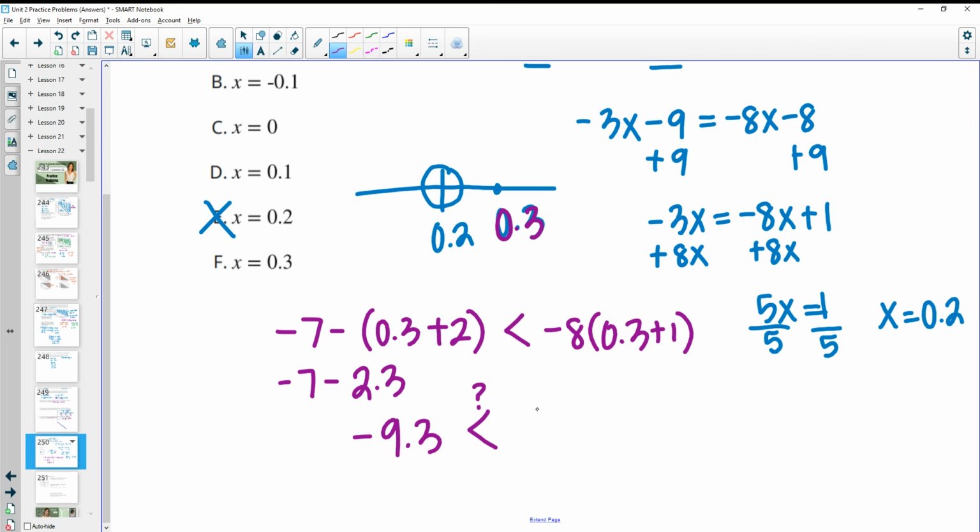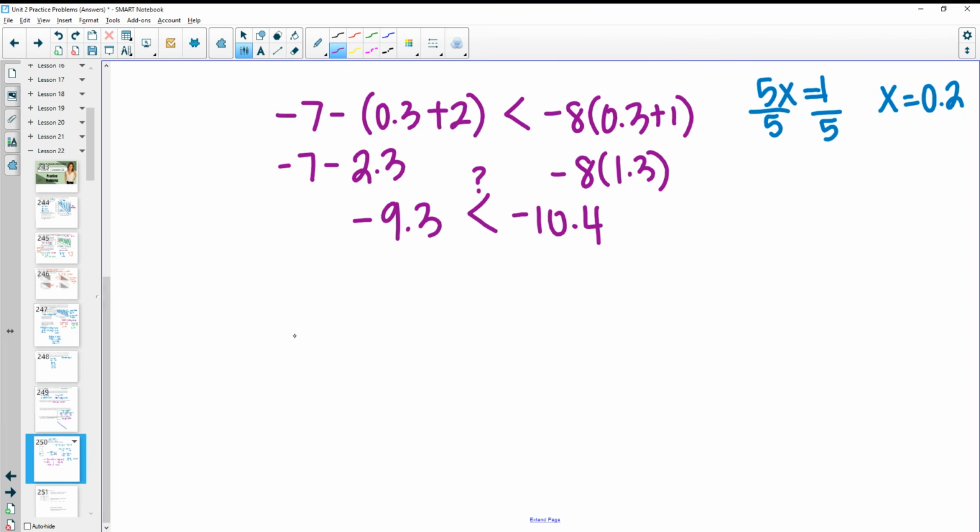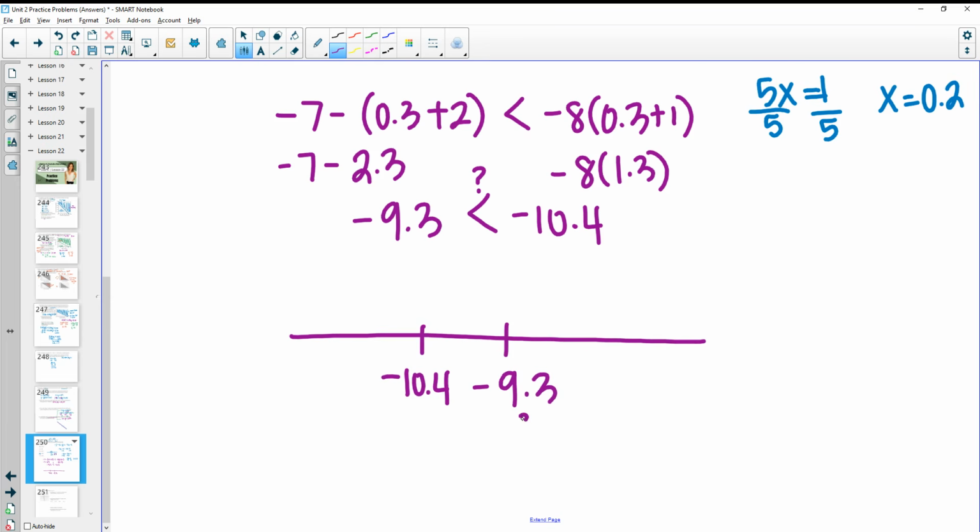And then we're just going to see if that's less than this other side. So then 0.3 plus 1 is 1.3. So we have negative 8 times 1.3. And negative 8 times 1.3 is negative 10.4. So is negative 9.3 less than negative 10.4? No, because here's negative 9.3, negative 10.4 is over here. So negative 9.3 is actually bigger than. So then this is a false statement.